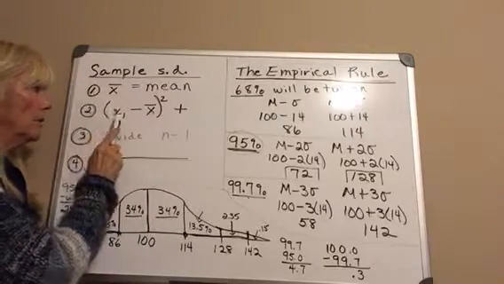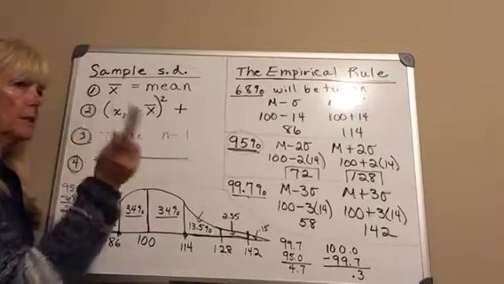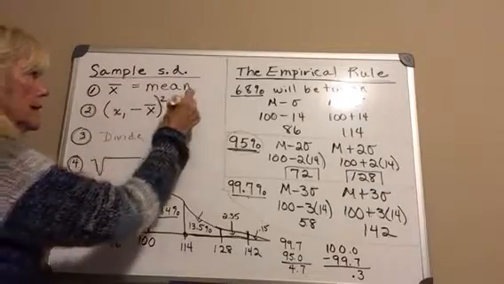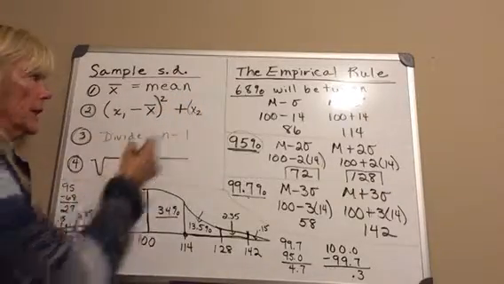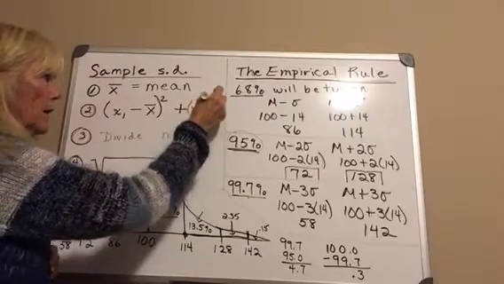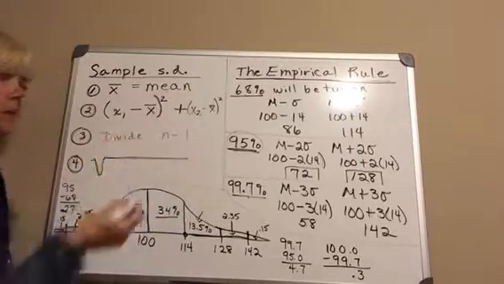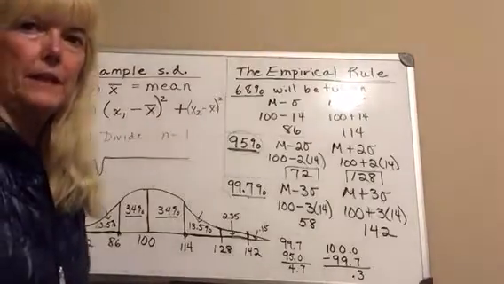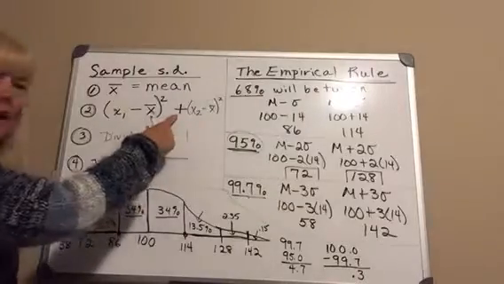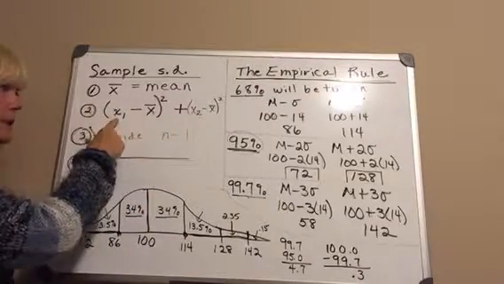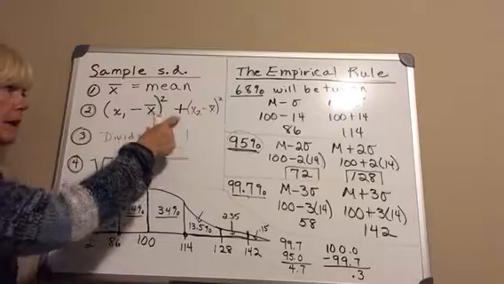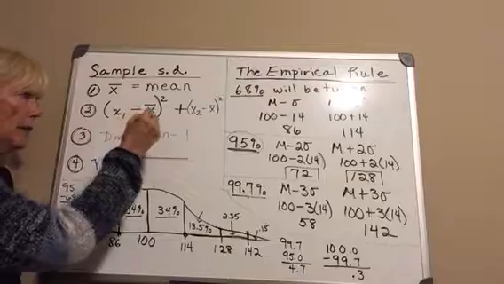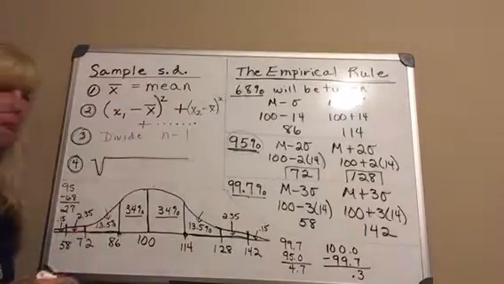You'd say, data 1, take away the mean. What does that equal? Square that. Plus the second data point, whatever that is, take away the mean, square it, etc. You would keep going until you've done all 50. Then once you've done all 50, you're going to add them all together. First data, take away mean, square it. Plus second data, take away mean, square it. Plus and so on, and keep going until you've done them all.